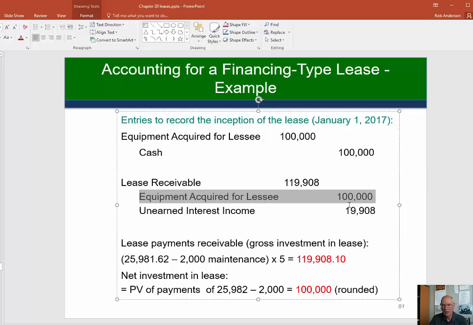Now what's the 19,908? Well, the 19,908 is all the interest you're going to earn. So if you take all of the lease payments, remember, take away that 2,000. So if you take 23,981.62 times 5 lease payments, you're going to receive 119,908. So that becomes your lease receivable. And of that amount, 100,000 is the asset and 19,908 is interest that you will earn over the next few years. So this is how we set up our lease to begin with.